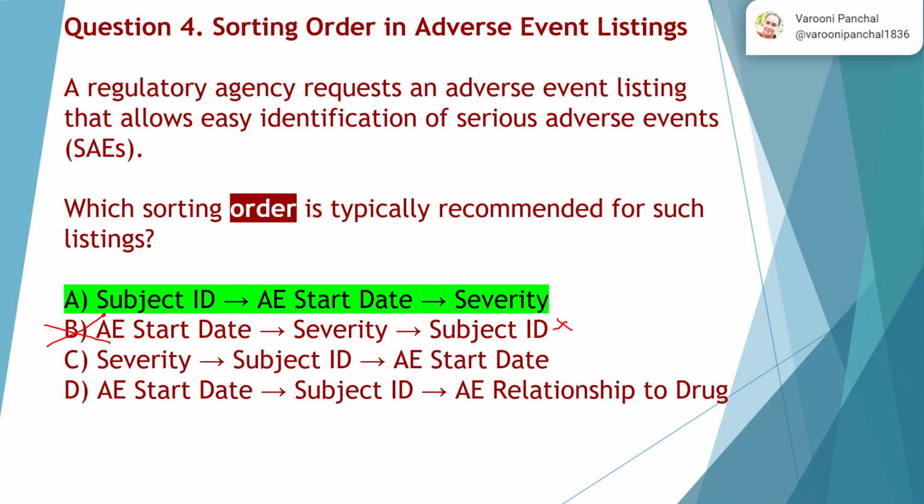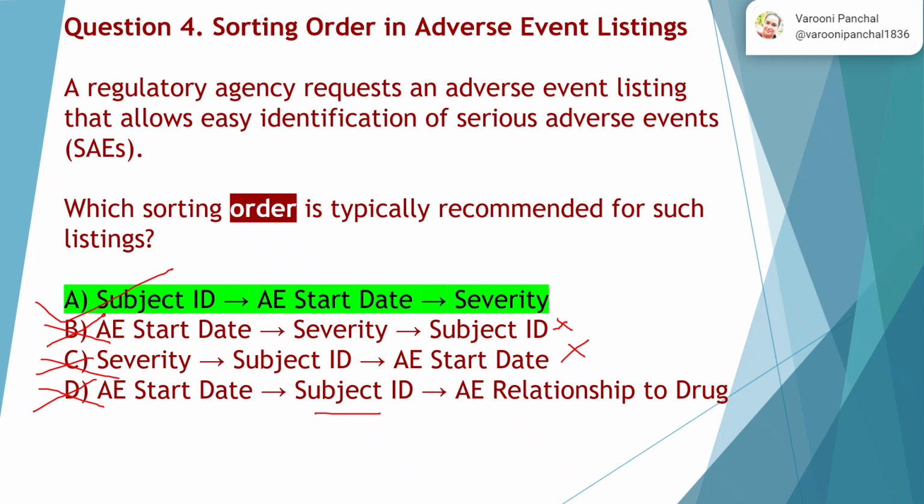Option C says severity, subject ID, AE start date. Not the right order because generally we present subject ID in the first place. So this is not the right order. Option D, AE start date, subject ID, relationship. This is even not the right answer. The subject ID is in the middle. So the correct answer is A, subject ID, AE start date and severity.